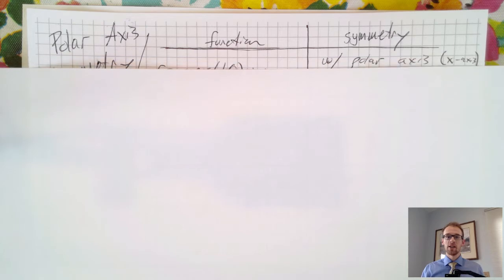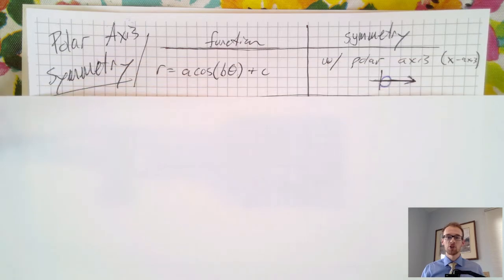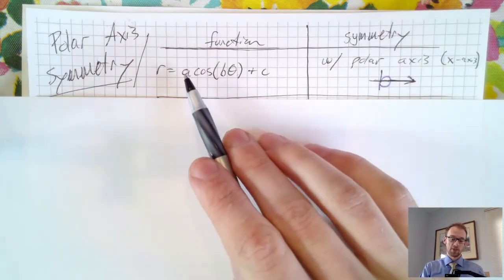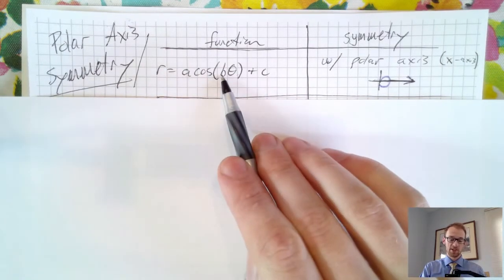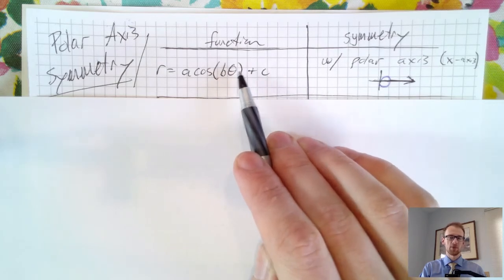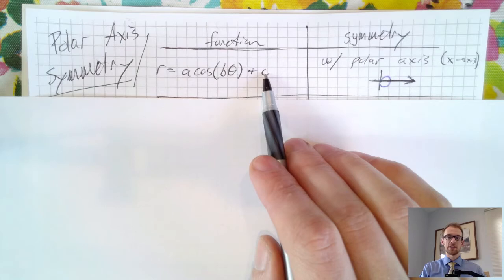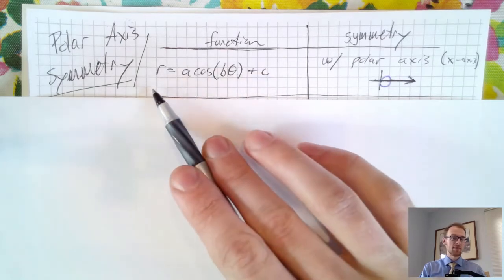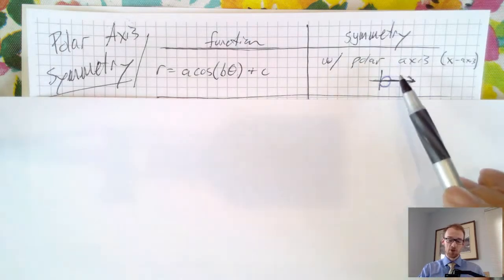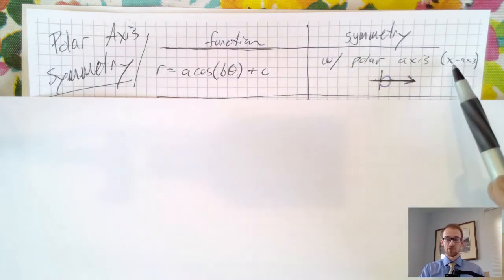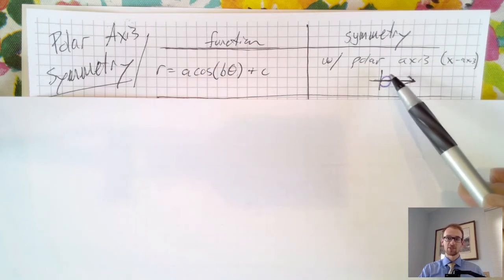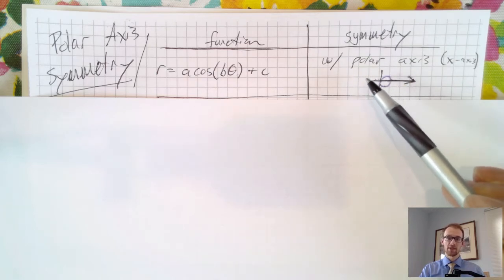If we have a cosine function, we could have a scalar inside. Notice I'm not adding or subtracting anything inside there. That'll mess up the symmetry. And then I can add or subtract anything after that cosine. Any function that looks like this will be symmetric with the polar axis, which is just the x-axis. In other words, anything that happens above the x-axis will happen below the x-axis. That will be a line of symmetry.